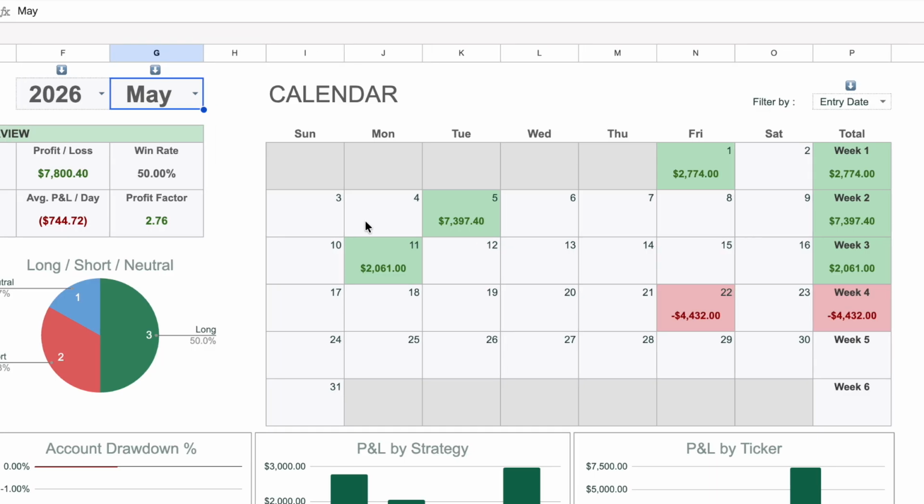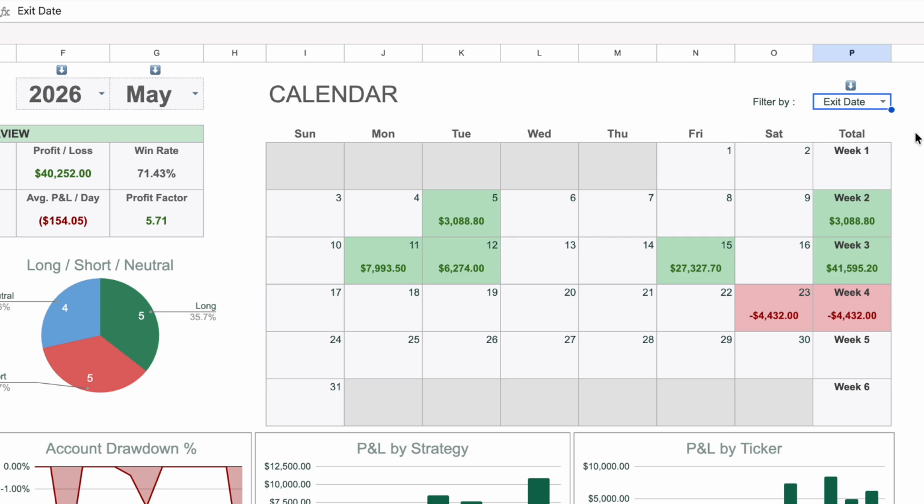The calendar view on the right fills in each day of your selected month. Winning days are highlighted in green with your total profit, while losing days are highlighted in red with your total loss. You can filter by entry date or exit date. Selecting entry date will show P&L for trades open during that month. Selecting exit date will show P&L for trades closed during that month.